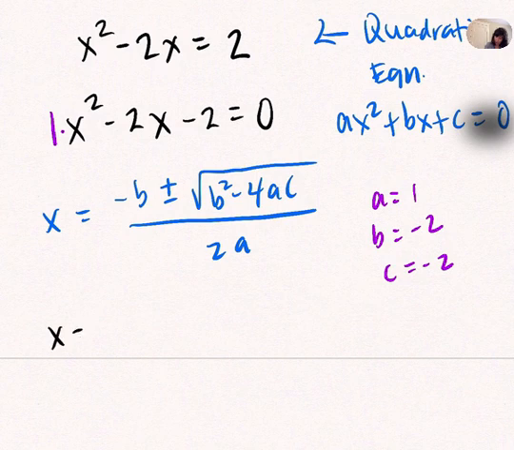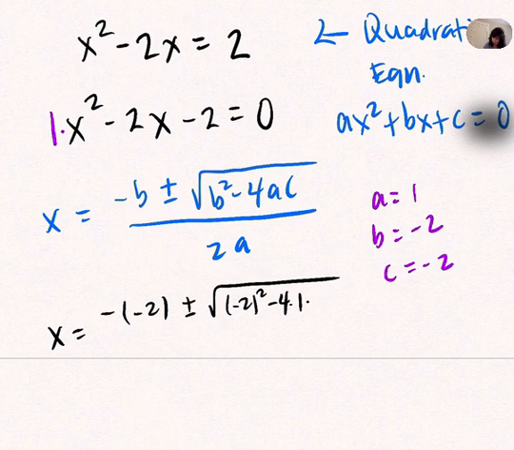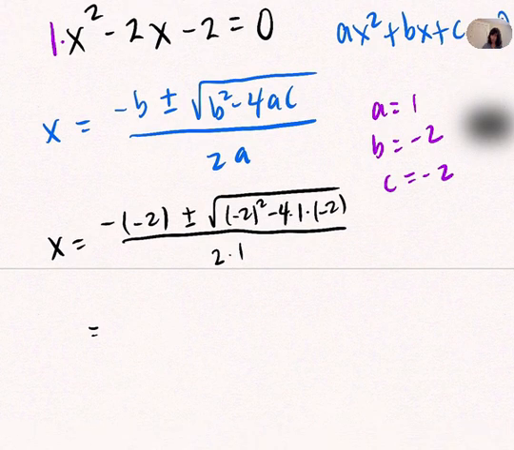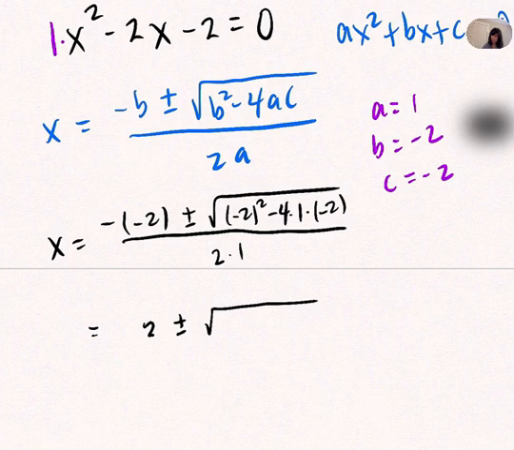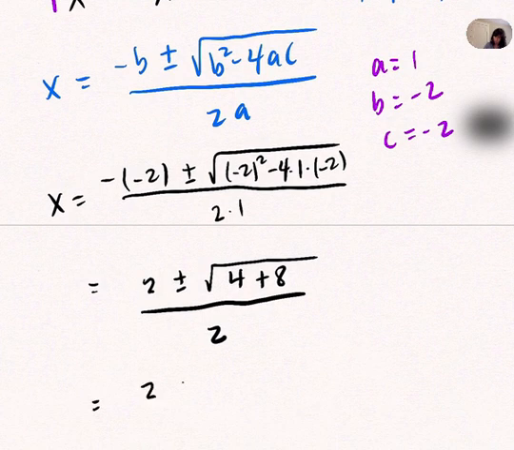And I'm going to plug all of these into our quadratic formula. So x will be equal to negative negative 2, that is 2, plus or minus the square root of negative 2 squared minus 4 times 1 times negative 2, all over 2a, so 2 times 1. From here, I'm going to simplify this as much as I can. So this is going to be equal to 2 plus or minus the square root of 4 plus 8, all over 2. And so this becomes 2 plus or minus the square root of 12 over 2.